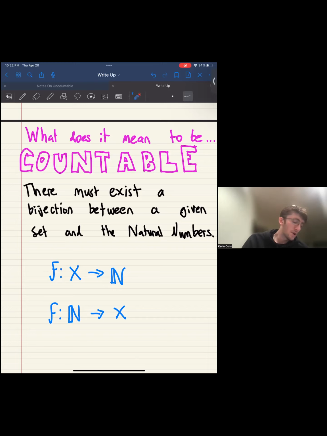So to be countable, there is a bijection between the given set and the natural numbers. The natural numbers, of course, the counting numbers: 0, 1, 2, 3, 4, 5, 6, 7, and so on. You can include 0 if you want. I'm going to include 0. You know what? No, I'm not including 0. So bijections are invertible. That means your function can be written like this or like this.